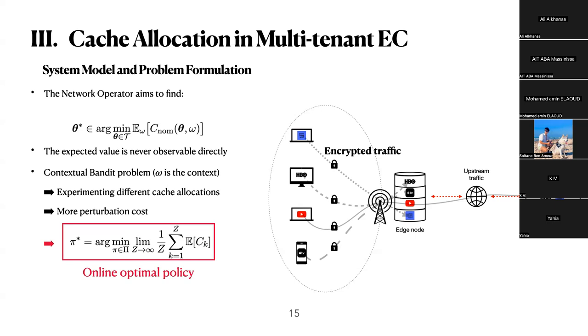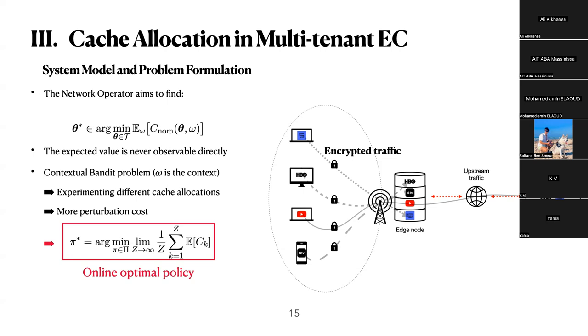The network operator aims to find theta star, which is the allocation that has the minimum expected nominal cost. But this expected value is never observable directly. Each time we observe a noisy realization, so it's basically the expected value of the nominal cost plus some random noise. So this problem is actually a contextual bandit problem where omega, the randomness of the requests, is the context. However, we will not solve it using a bandit algorithm, since bandit requires jumping from one allocation to another, and these two allocations may be so far apart that the perturbation cost will be too high.